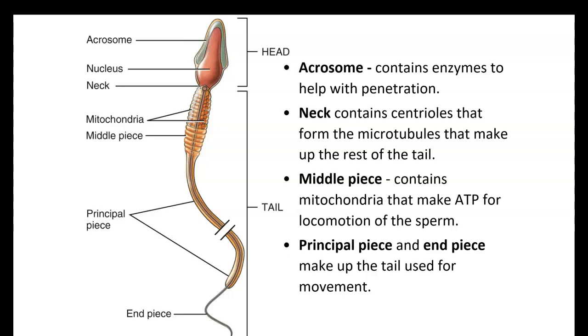The neck's going to contain centrioles that form microtubules that make up the rest of the tail. You have a middle piece which contains mitochondria. It's responsible for making ATP, that's your energy for locomotion of the sperm. And then you have the principal piece and end piece. Those are going to make up the tails, which are going to be used for movement.